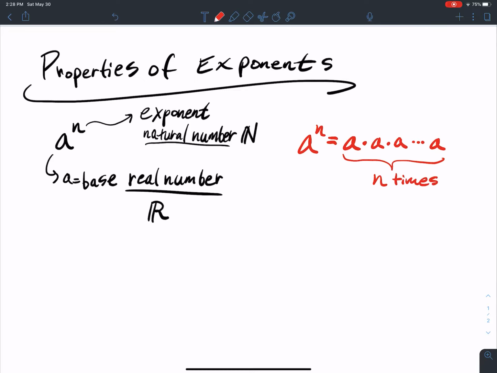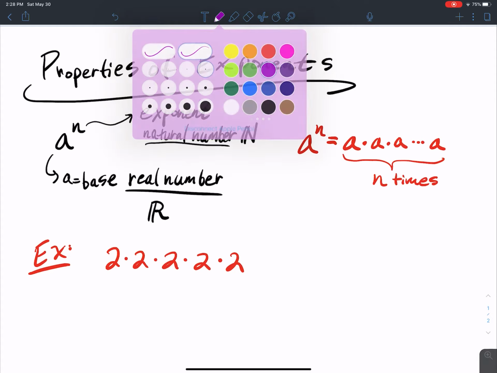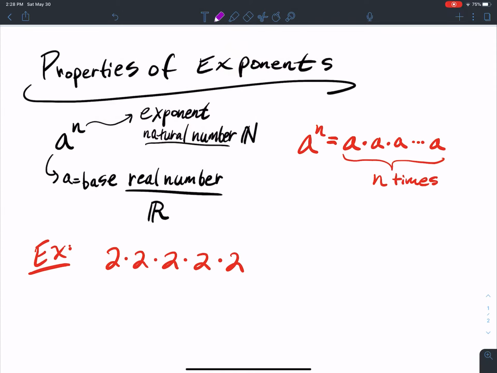Okay, so to give you an example, say I've got 2 times 2 times 2 times 2 times 2. That's a lot to write out. So mathematicians are lazy. They came up with this shorthand. Instead of writing this out 5 times, I write 2, which is the base, raised to the, well, how many 2's are there? There's 5 of them, raised to the 5th.